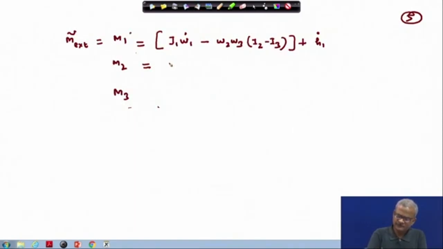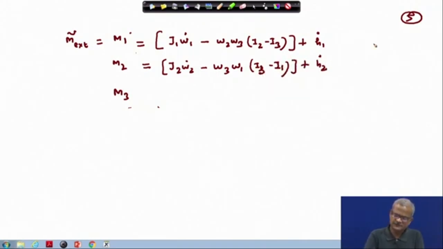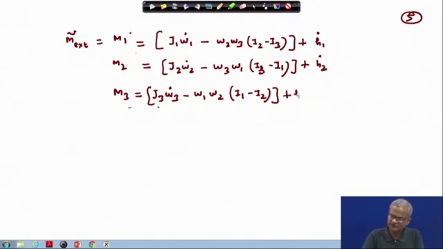Similarly, the other part will be J2 times omega 2 dot minus omega 3 omega 1 times (I3 minus I1), plus h2 dot, and plus other terms that we need to write. Similarly, this will be omega 3 dot minus omega 1 omega 2 times (omega 1 minus omega 2). This is the easy way of remembering this, as I have told you earlier. This is h3 dot. Now, the rest of the terms we need to insert here in this place, whatever they are.